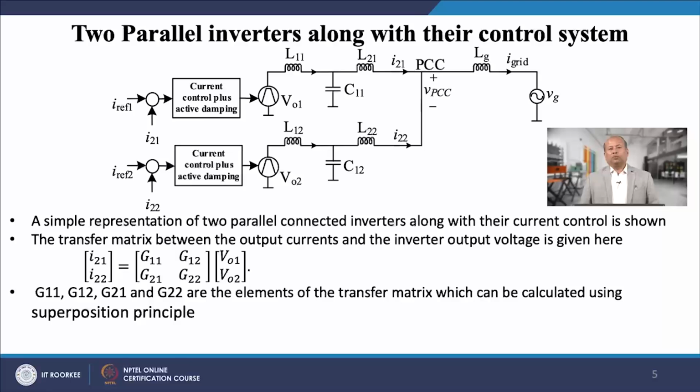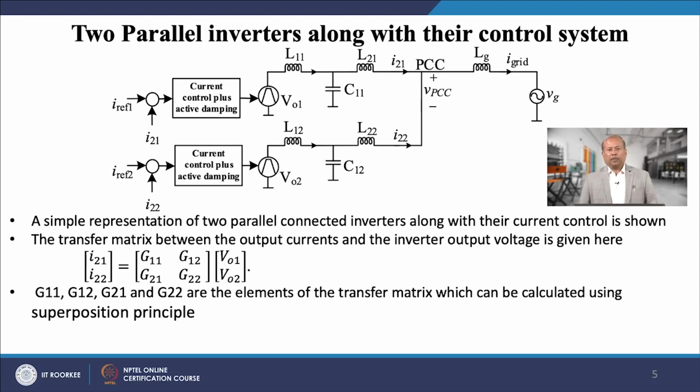The currents I21 and I22 can be represented in the transfer matrix form as I21, I22 equals the matrix G11, G12, G21, G22 times VO1 and VO2. You can see this matrix is 2 by 2, however this can be n cross n depending upon the number of inverters that you connect. Where G11, G12, G21, G22 are the elements of the transfer matrix that can be calculated using the superposition principle.